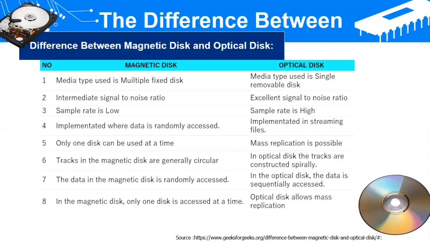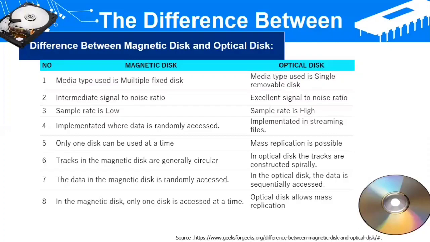And next, magnetic disk is implemented where data is randomly accessed, and optical disks are implemented in streaming files. In magnetic disk, only one disk can be used at a time, and in optical disk, mass replication is possible. And another difference: tracks in the magnetic disk are generally circular, and in optical disks, the tracks are constructed spirally.